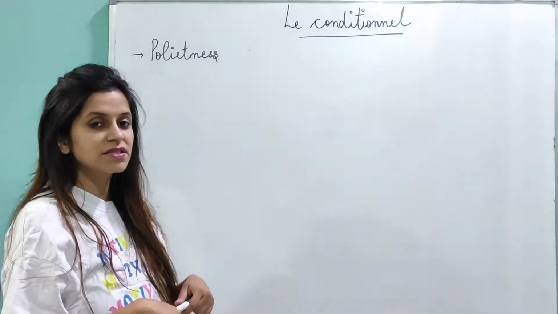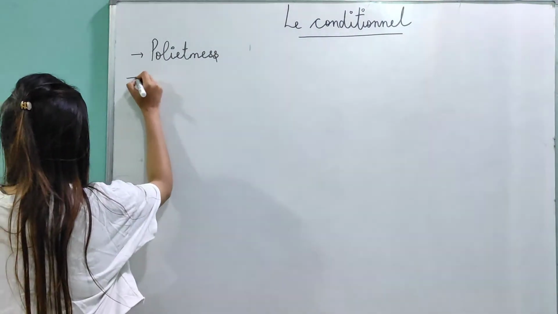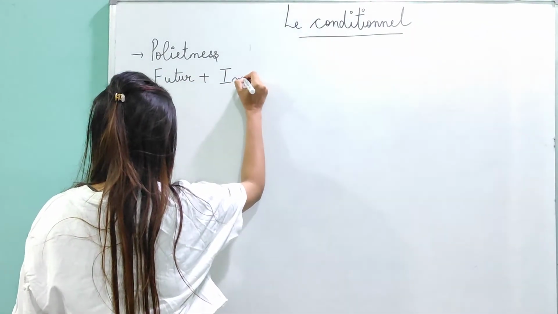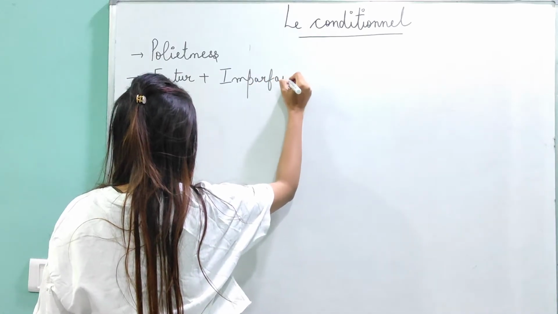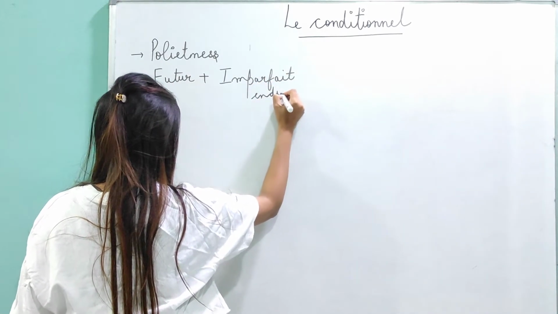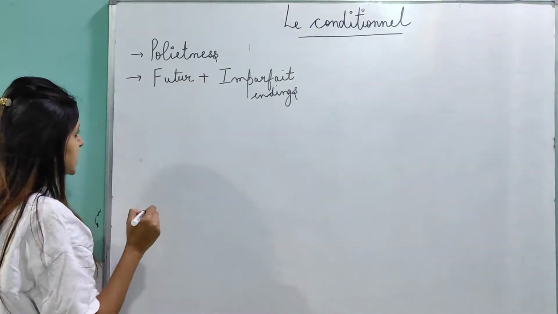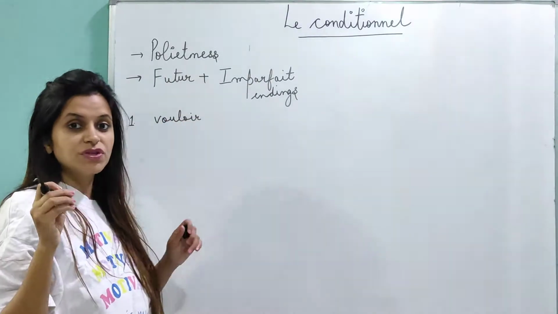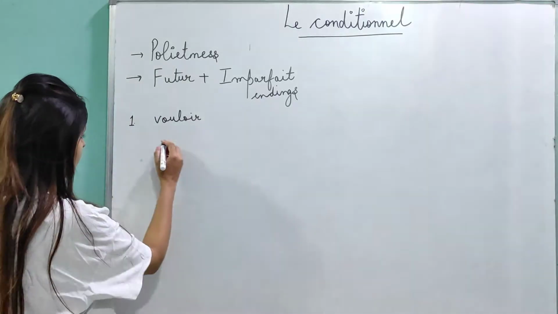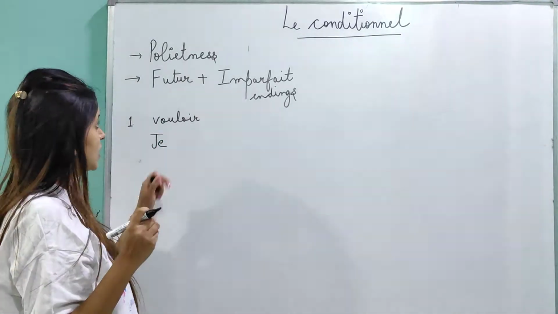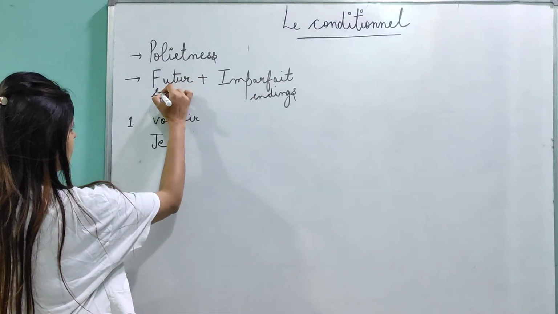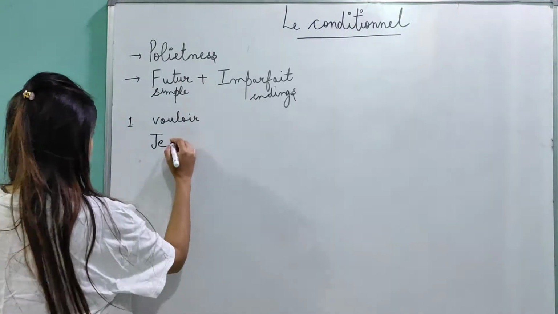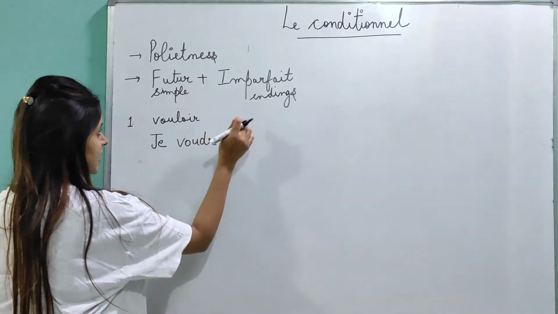How are we going to conjugate this tense? Very simple. Future plus imperfect endings. So if I take any verb, par exemple, vouloir, how am I going to write the conditional tense of this verb? Je vouloir, futur simple. What is futur simple of vouloir? It is voudre. Très bien. Voudre, and then imperfect endings.